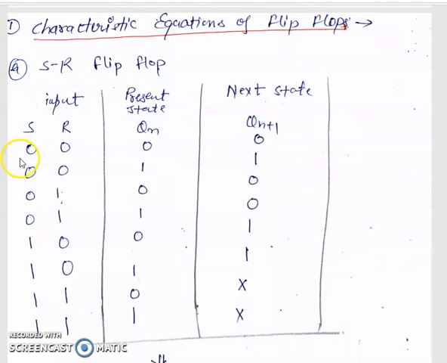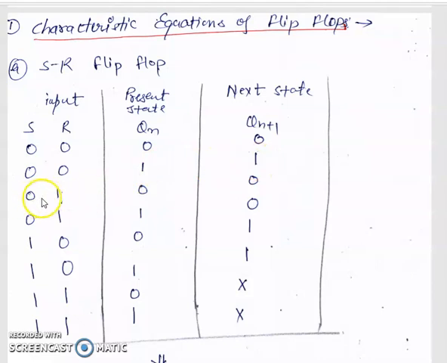One condition is 00, another is 01, the next is 10, and the last one is 11. According to the truth table, we write the next state, that is Qn plus 1, or output of the flip-flop. Whenever SR is 00, the output will always be the present state, or no change. If the present state is 0, the output is 0. If the present state is 1, the output is 1.